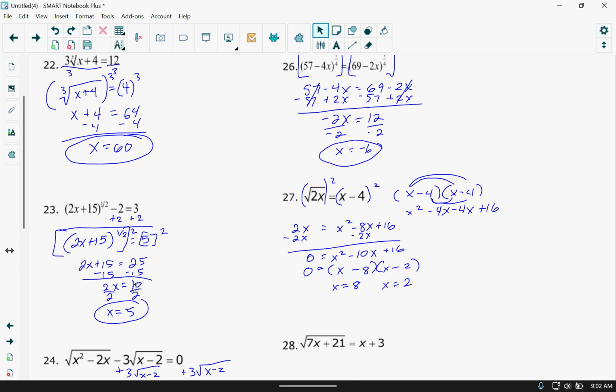The signs just flip. So I can check this without the calculator. I could just do this in my head. 2 times 8 is 16. The square root of 16 is 4. And then 8 take away 4 is 4. So it's 4 on both sides. So that's good. Then I can check the 2. 2 times 2 is 4. The square root of 4 is 2. But when I put 2 minus 4, that actually gives me negative 2. So that one gives me 2 equals negative 2. So that's bad. That's going to be my extraneous solution.